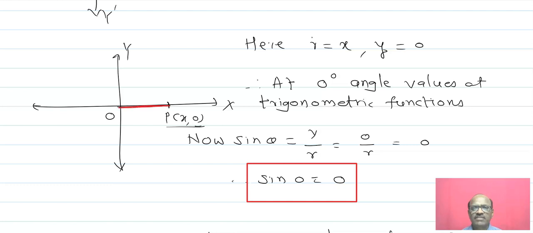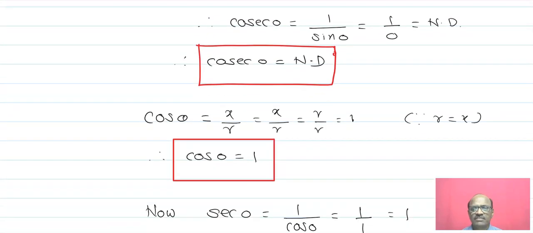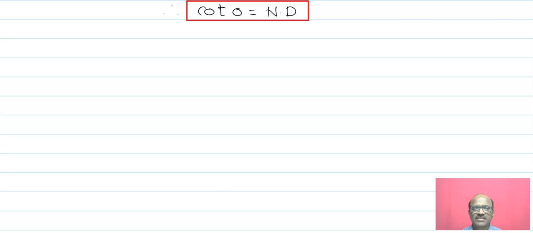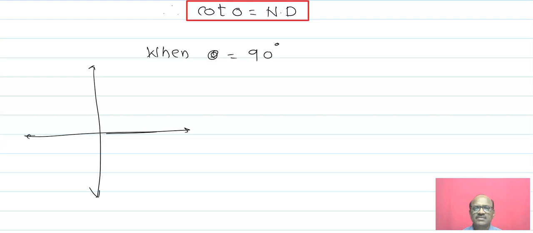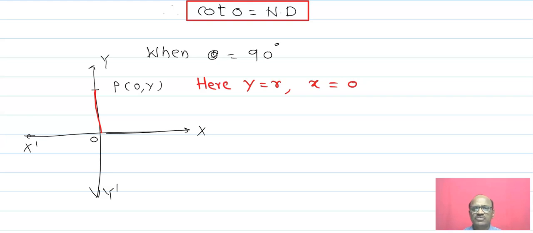Now next we'll find out the values at pi by 2, which is 90 degree. When theta is equal to 90, point P is on the y-axis, whose coordinates are (0, y), and the value of r is equal to y and x is equal to 0.